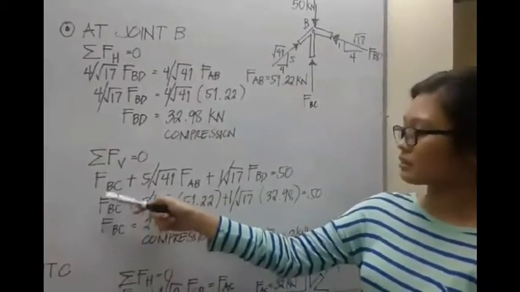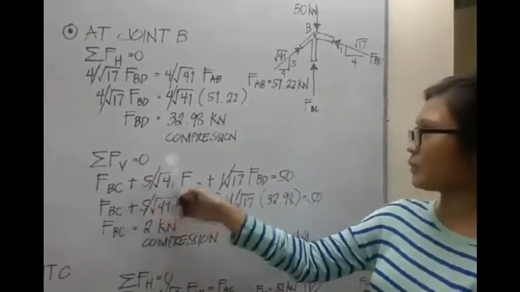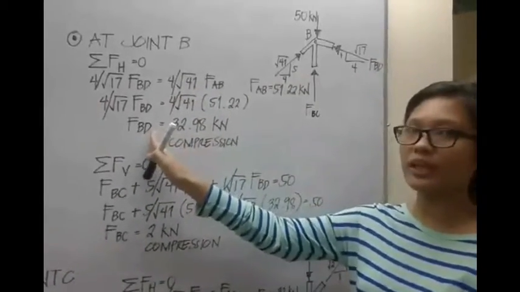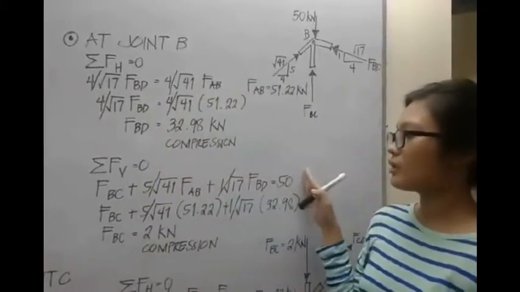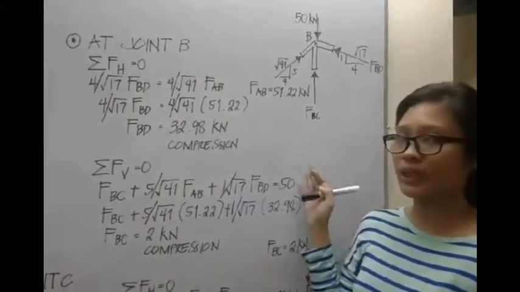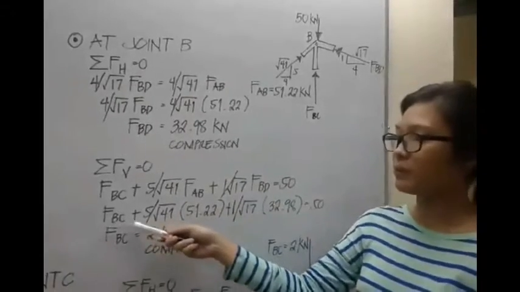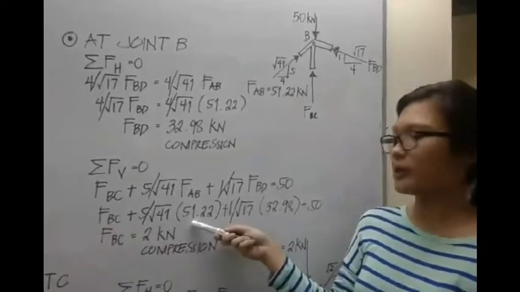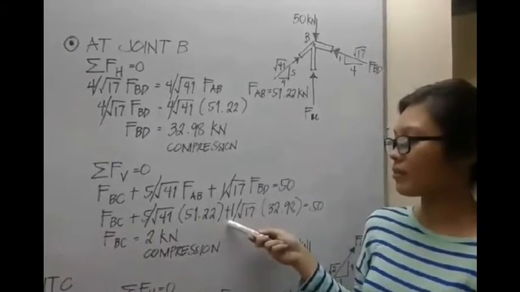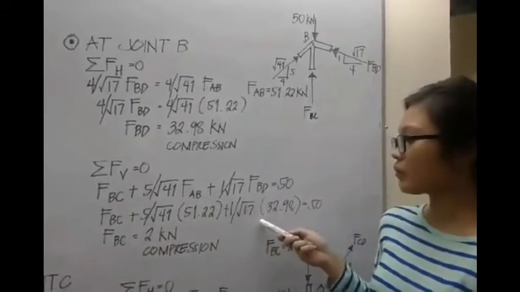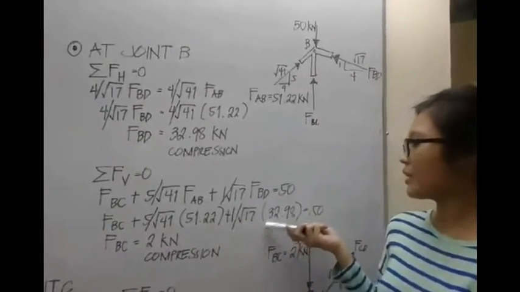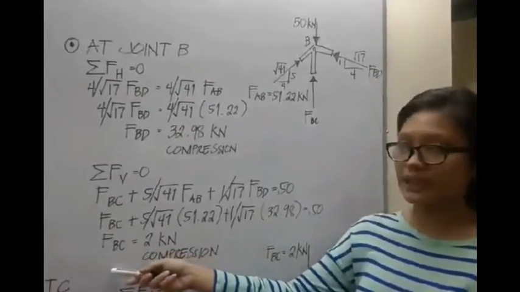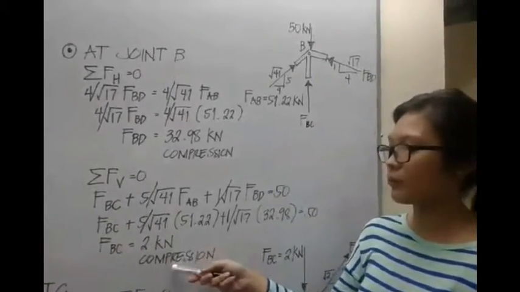The next, since we already obtained the value of FBD from our previous equation, we can now substitute it to this equation. We will now obtain the equation FBC plus 5 over square root of 41 times the quantity 51.22 plus 1 over square root of 17 times the quantity 32.98 is equal to 50. The result of our FBC will be 2 kilonewtons compression.